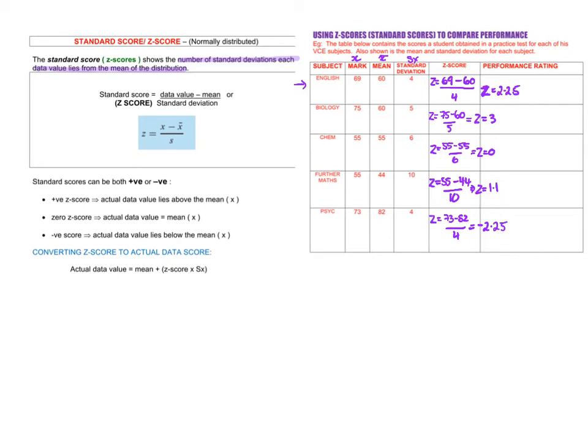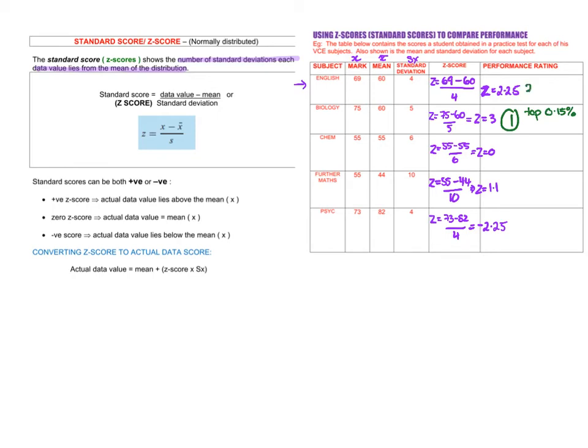So if you were going to rank this person, do you want a positive high standard score or a negative? You want a positive because you're in the top. So what did he perform best in? This was the best subject, and because he's got a Z-score of 3, I'm going to say he's in the top 0.15%.